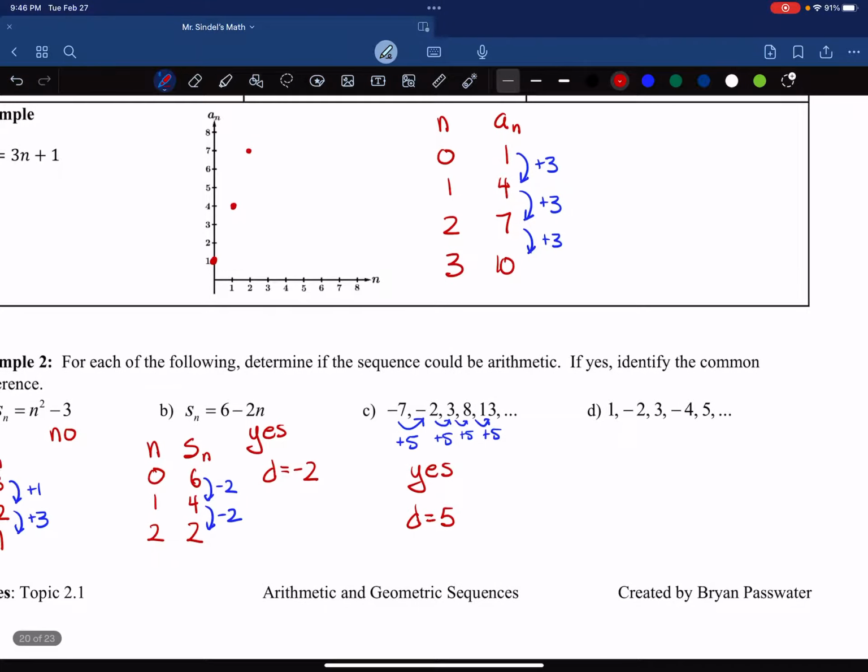And then what about over here in part D? In part D, to go from 1 to -2, I go down 3. To get from -2 to 3, I go up 5. And immediately I can say no. These all have to be the same number. Otherwise, it's not arithmetic. So the answer here is it's not arithmetic.